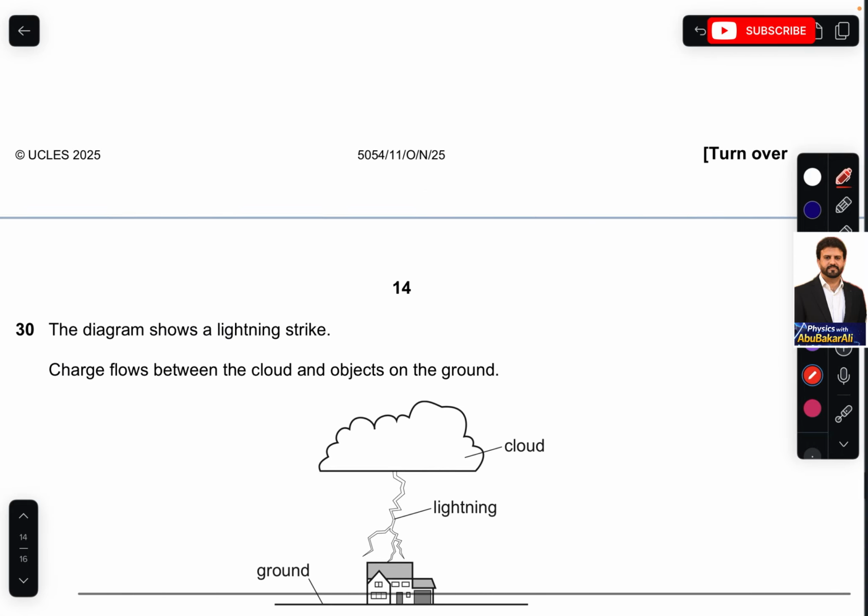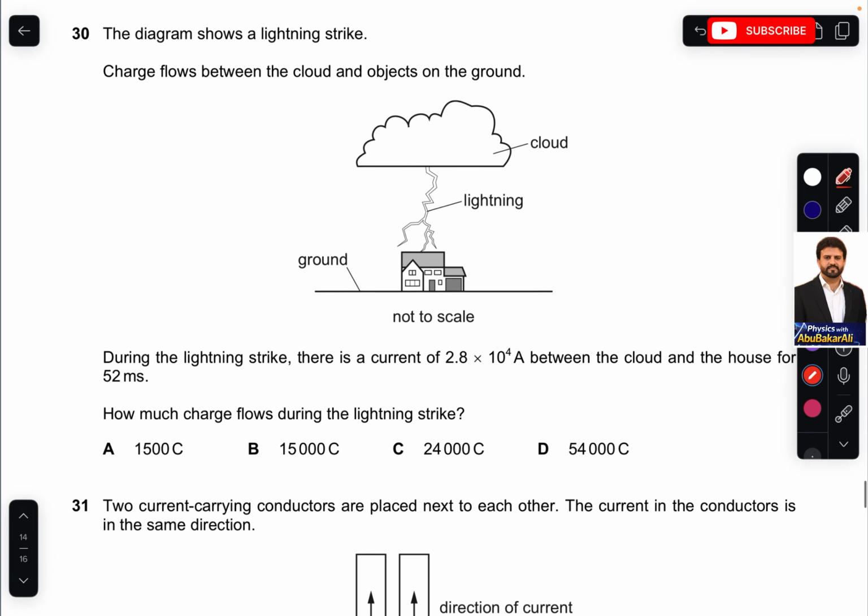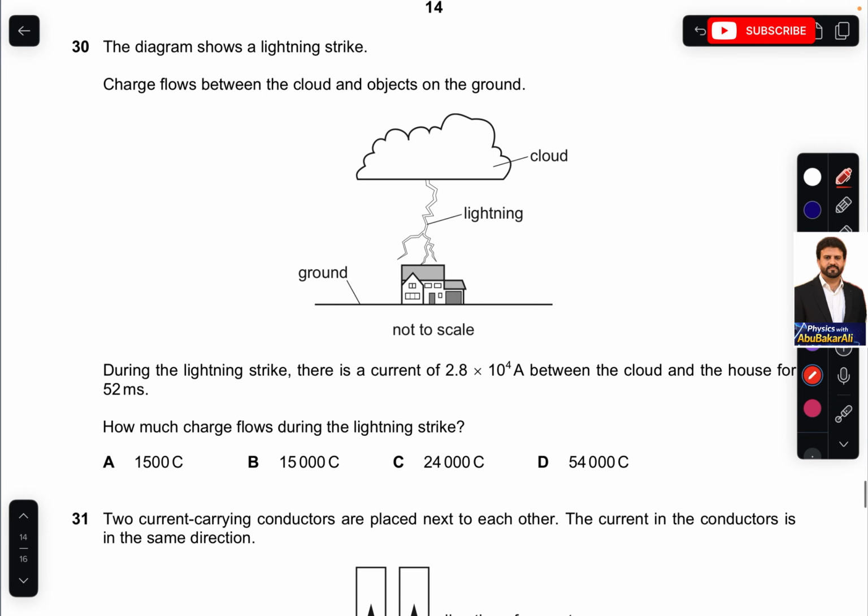Question 30. The diagram shows a lightning strike, charge flowing between the cloud and the object on the ground. They are giving you this diagram. During the lightning strike, there is a current of this much between the cloud and the house for this much time. This is the current and this is the time. This is a very common mistake. Students think it is meter. It's not meter per second. It is millisecond. 52 times 10 to the power minus 3 seconds. You have to convert this as well.